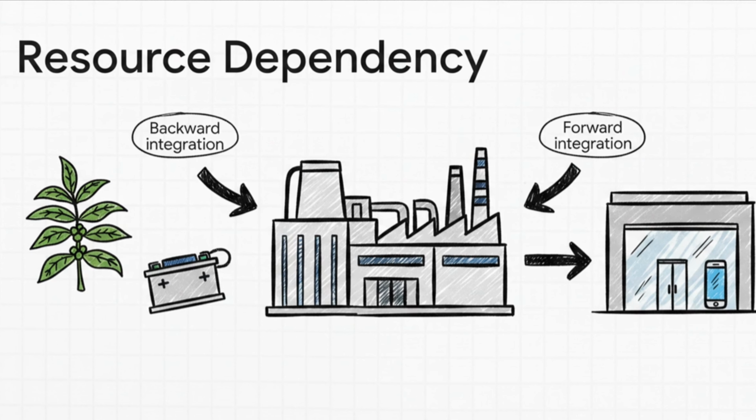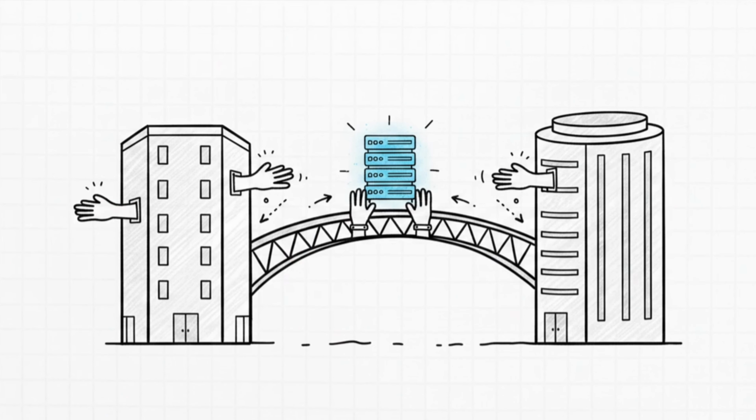Then there's forward integration, Apple opening its own Apple stores. By doing this, they completely control the retail experience and guarantee no competing products sit next to theirs on the shelf. But interestingly, sometimes survival requires the exact opposite of fierce independence. Collaborative networks theory suggests that companies actually join forces to share scarce resources and become more competitive together.